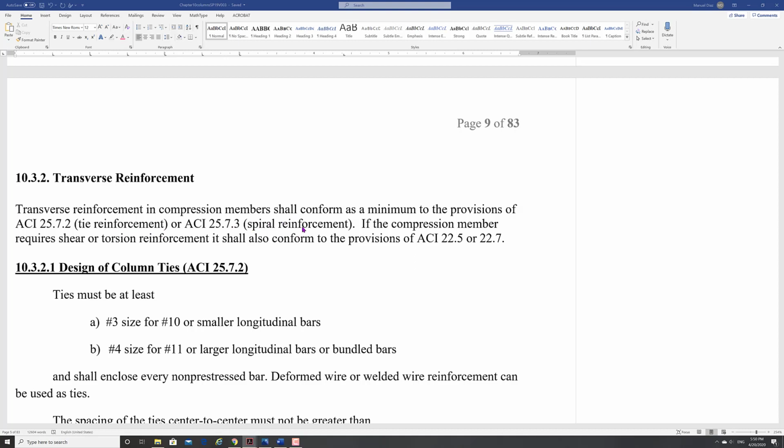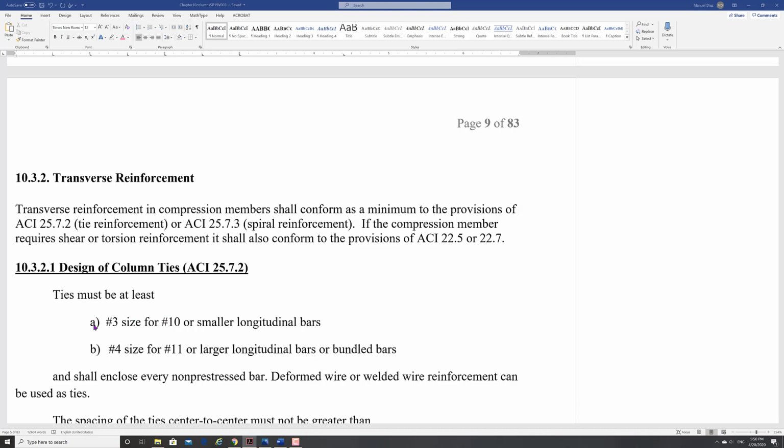Then, in addition to these requirements, which are just to keep the bars in place, if you have to design for shear, that is shear due to loads or torsion, then you have to go to those chapters. I mean, you have to do the design according to those chapters, okay? So the requirements coming here are simply prescribed requirements to maintain the bars in place for most typical cases.